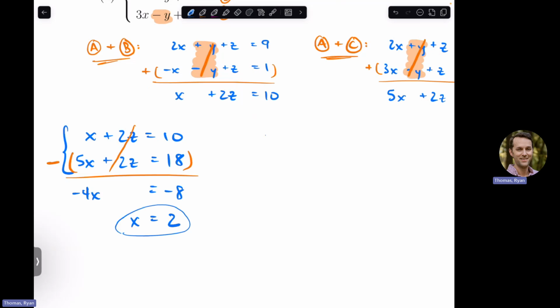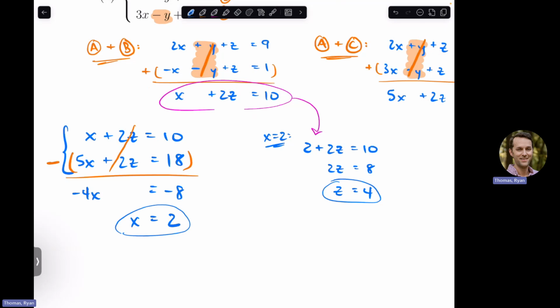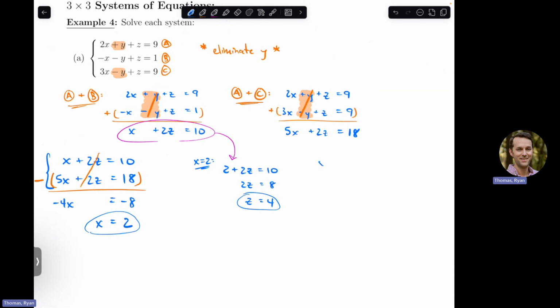Hang on to that. If x is 2, then x plus 2z, this equation right here, becomes 2 plus 2z equals 10. So 2z equals 8. So z equals 4. Hang on to that. And then all the way back up to the top, if x is 2 and z is 4, I'm just going to go with the top line because they're all going to end up being about the same. 2x plus y plus z equals 9. So y plus 8 is 9, so y is 1. The solution then to the system is the ordered triple x, y, z, 2, 1, 4.